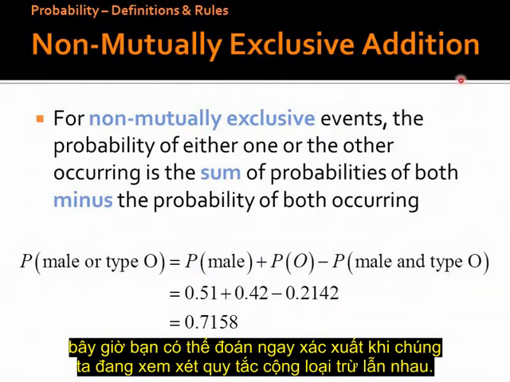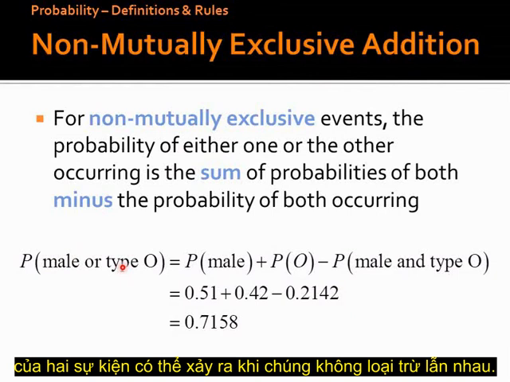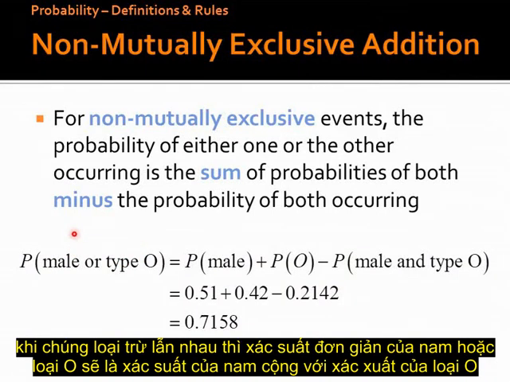Now as you can probably guess, just now when we were looking at mutually exclusive addition, the addition rule, there's also non-mutually exclusive addition. What happens when you want to calculate the probabilities of two possible events occurring when they are not mutually exclusive? Now when they are mutually exclusive, it was straightforward. Probability of male or type O would have just been probability of male plus probability of type O.